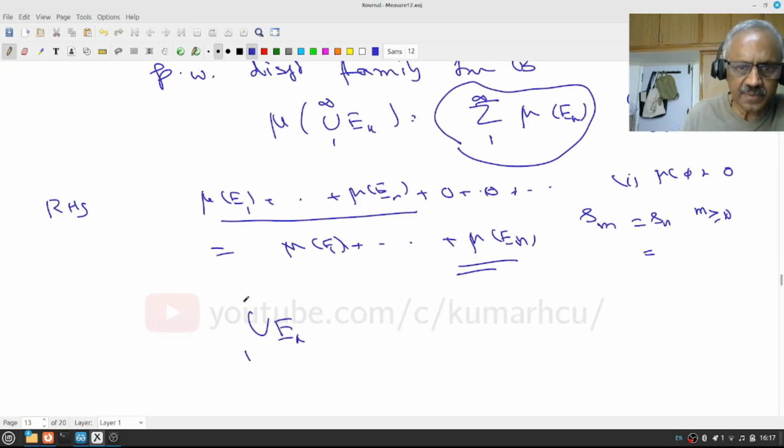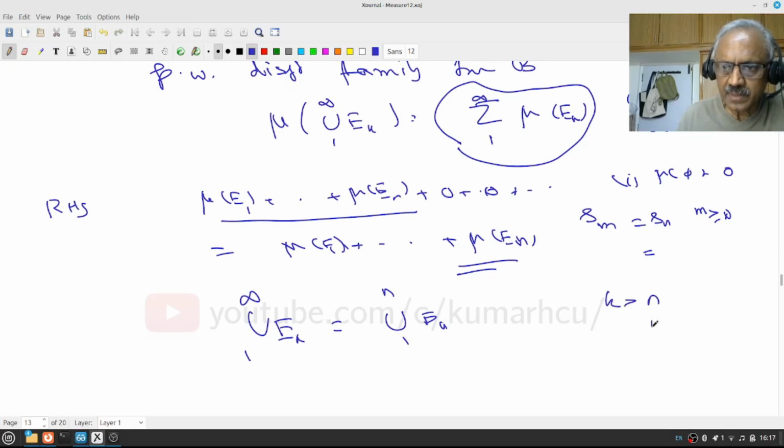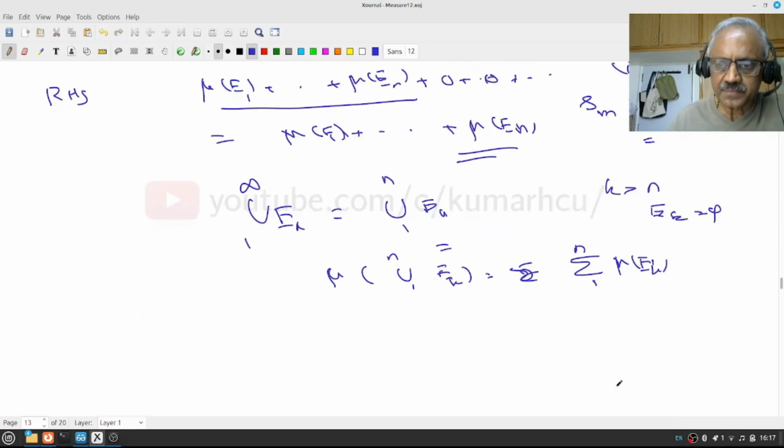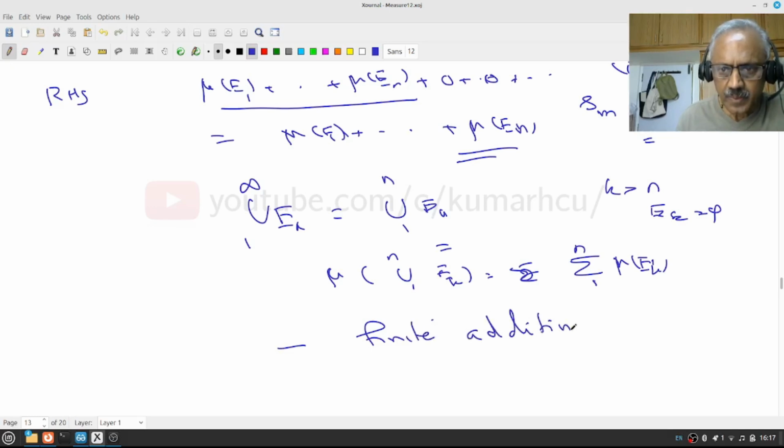But let's look at this one. What is the union of Ek, k equal to 1 to infinity? This is nothing other than again the union of Ek, k equal to 1 to n, because for k greater than n, Ek is empty. Therefore what you have is mu of the union of Ek, k equal to 1 to n, equals the summation of mu of Ek, k equal to 1 to n. This is finite additivity. So pause, review, proceed.